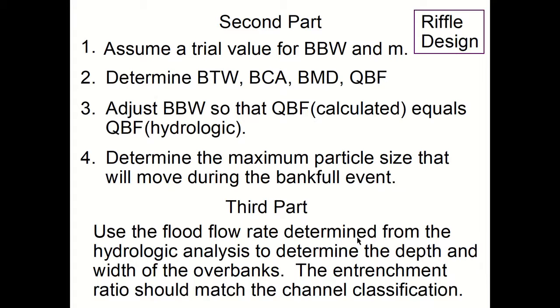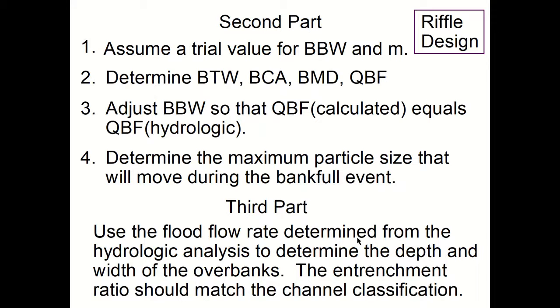So it says, assume a trial value for the bankful bottom width, and then determine the bankful top width, the bankful cross-sectional area, the bankful mean depth, and the bankful flow rate. So now adjust the bankful bottom width so that the bankful flow rate calculated equals the bankful flow rate hydrologic. Determine the maximum particle size that will move during the bankful event.